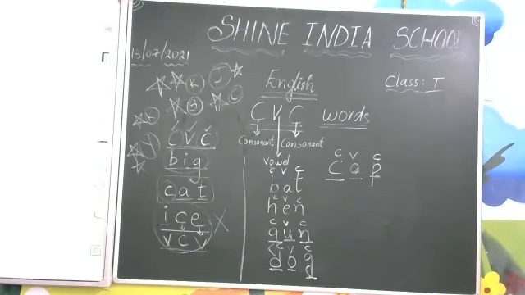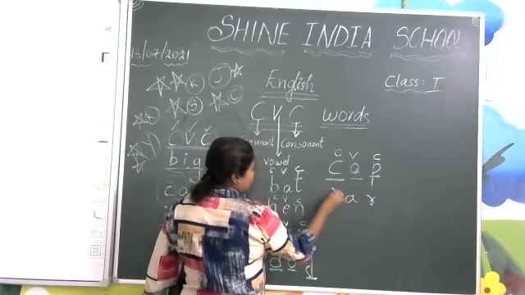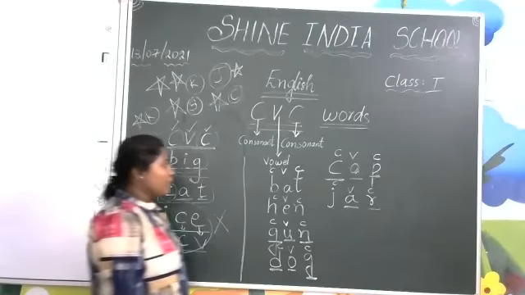Anyone else? Vishwanya, unmute. Spelling? Say it, Vishwanya. J-A-R, jar. Repeat. J-A-R. J is a consonant. A is a vowel. R is a consonant. What word is it?